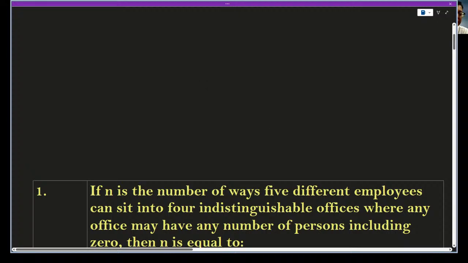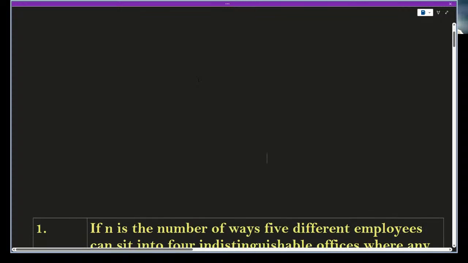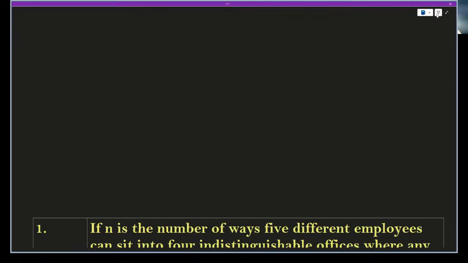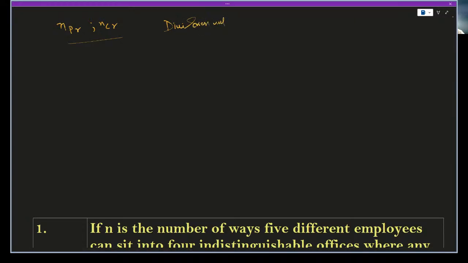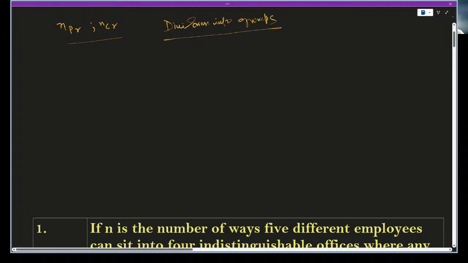But before we start combinatorics, I would like to revise basic formulas. All of you know the meaning of nPr, and the meaning of nCr also you know. I am not going to revise that part. But as I have seen, most years the questions they are asking from this topic are on division into groups. This is one topic I would like to mention.